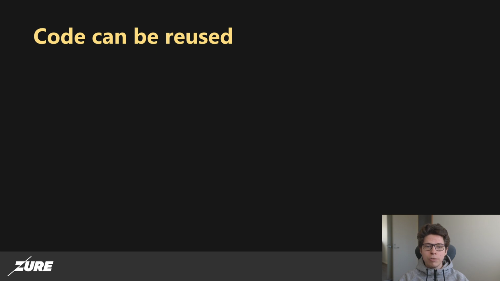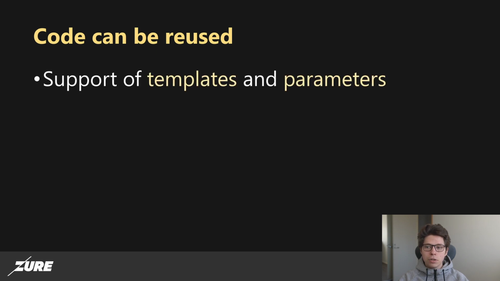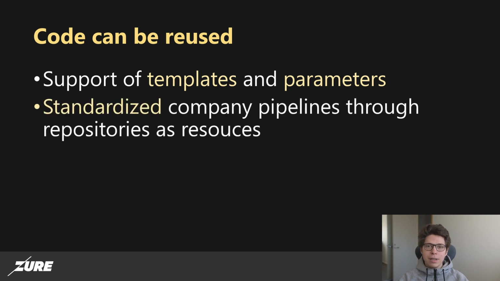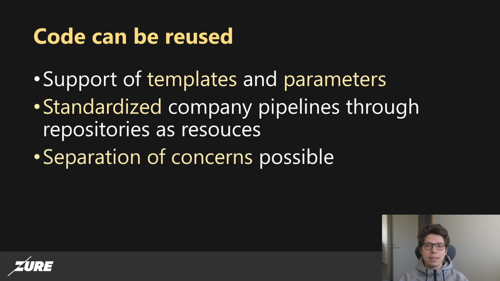So the second big thing, code reuse. So YAML supports templates and parameters. And it also enables you to do standardized company pipelines through these things called repositories as resources. And this leads to the ability to create separation of concerns. So if you have, for example, a large project, one team might be responsible for creating templates for pipelines that other people use. And they might own the repository which holds those templates.